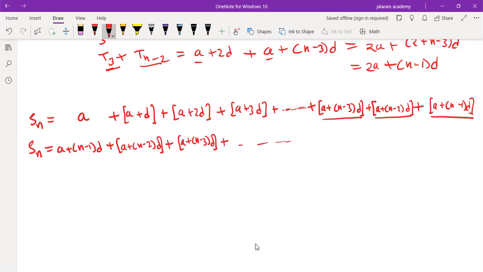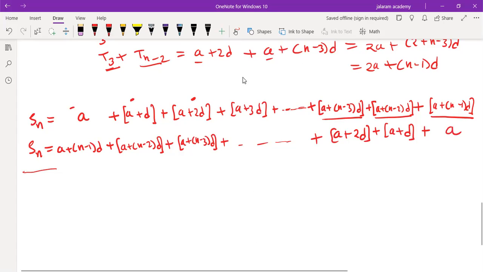And now if we continue, the third term from the beginning, a plus 2d, will become the third term from the end. Second term from the beginning, a plus d, becomes the second term from the end. And the first term from the beginning becomes the last term. And their sum will remain the same. Why? As they are the same APs. We have only changed their order.